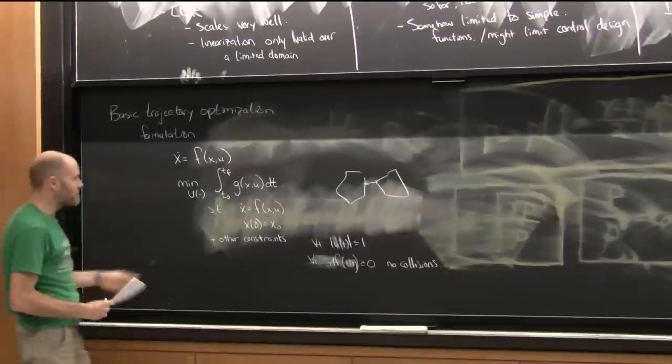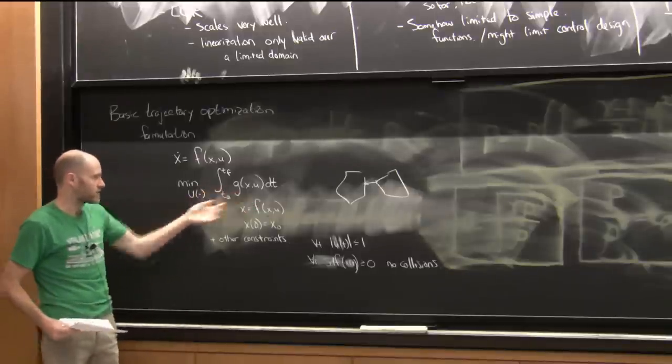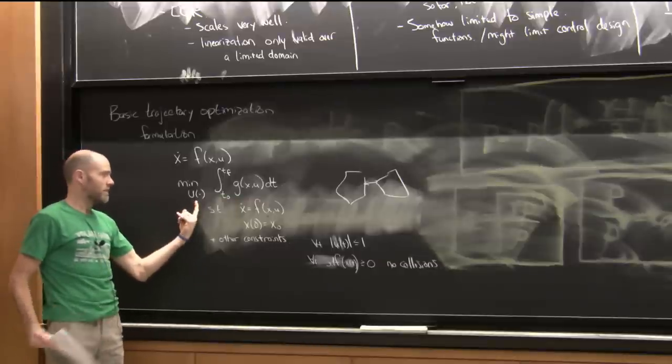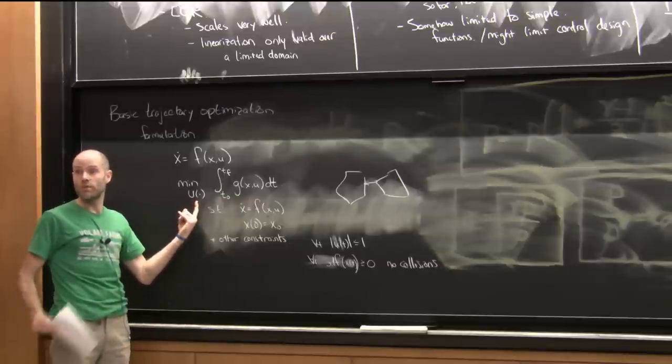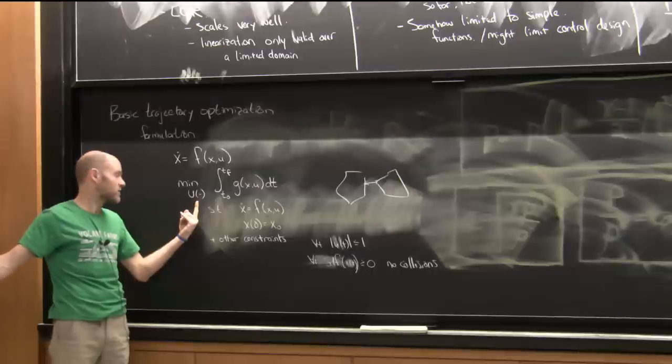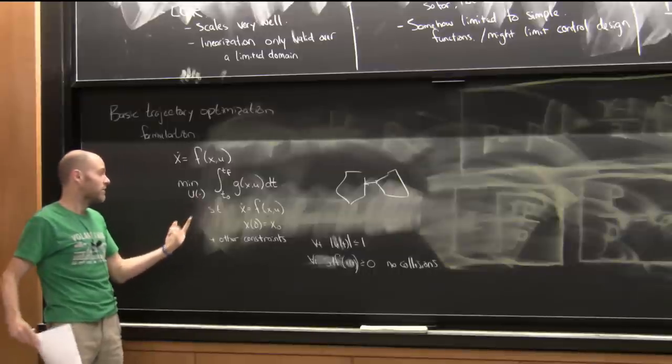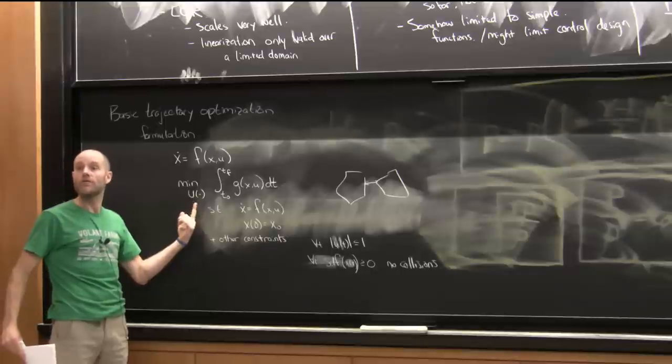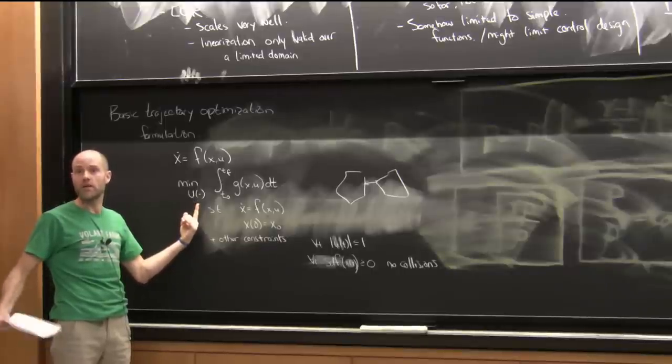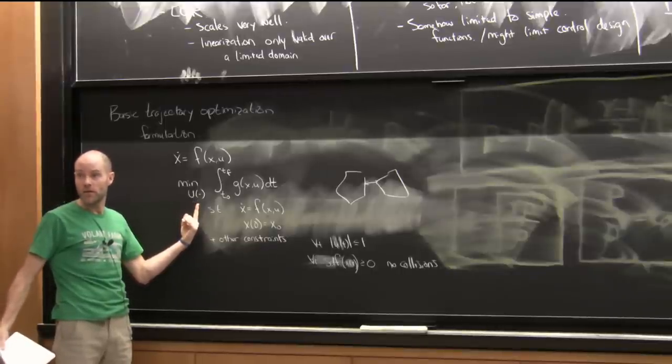Okay, I don't actually know how to optimize this in the current form. I've written this as completely continuous. My decision variables here, u, would be a function over time, even though it's a function of just one variable, time. I don't know how to write that down. So to make it an optimization, we need to make some finite parameterization of that.